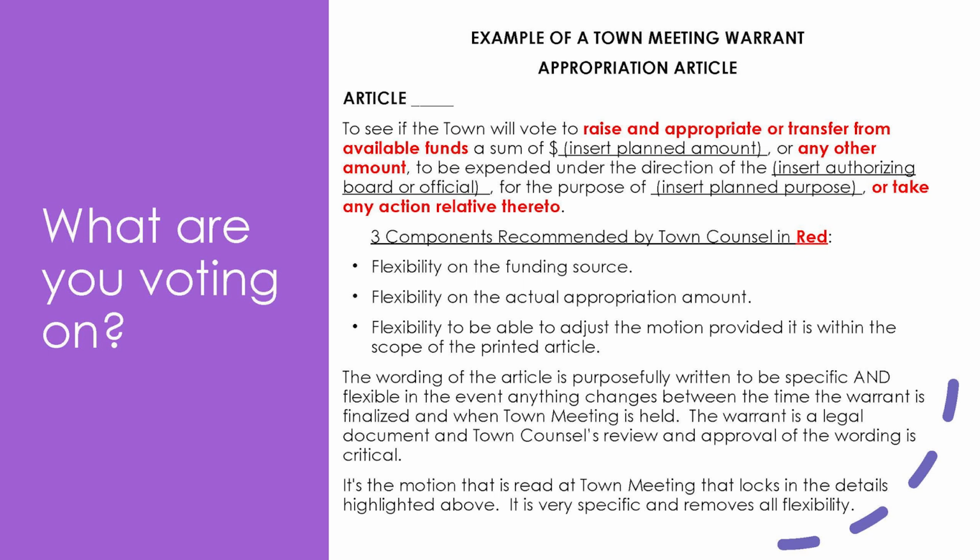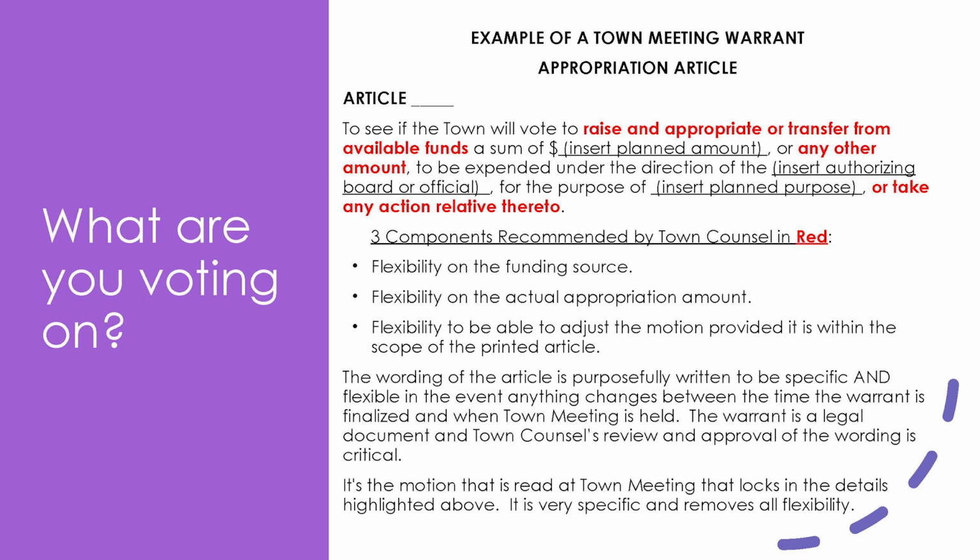So I just wanted to show you an example, and it's up front, but also I think on each of your chairs I left a one-page handout. And I tried to highlight in red the 3 parts of any financial article that town council wants us to have. So you hear this and see this when we make the motions, to see if the town will vote to raise and appropriate or transfer from available funds.